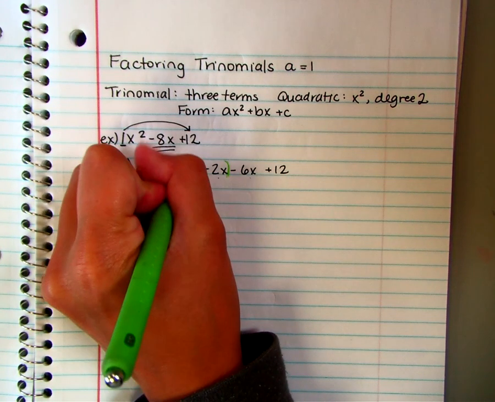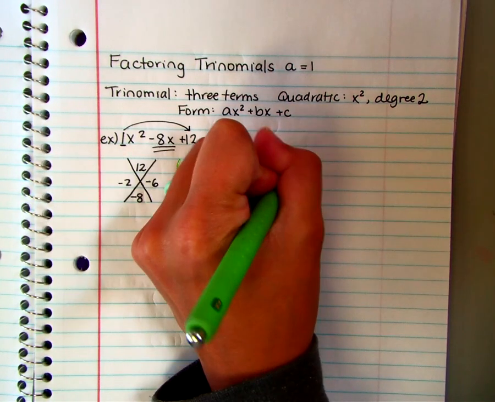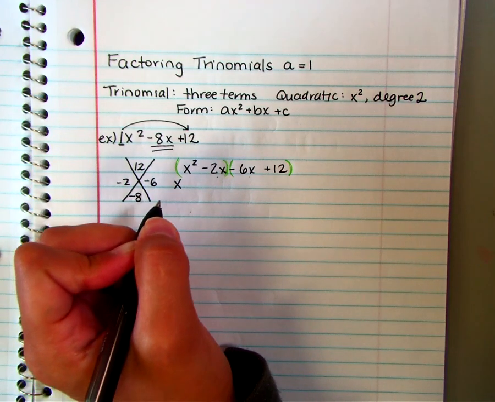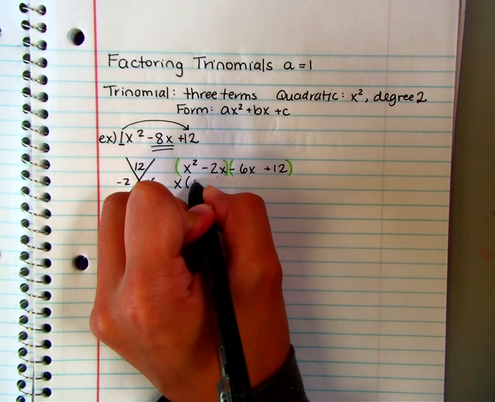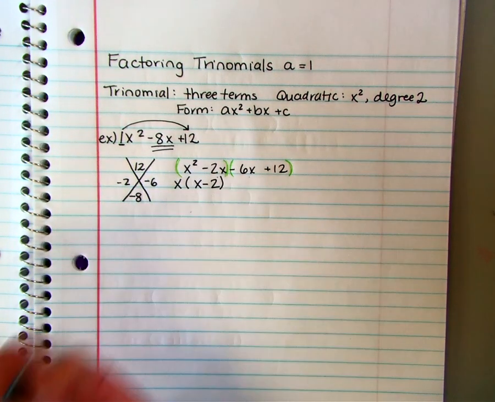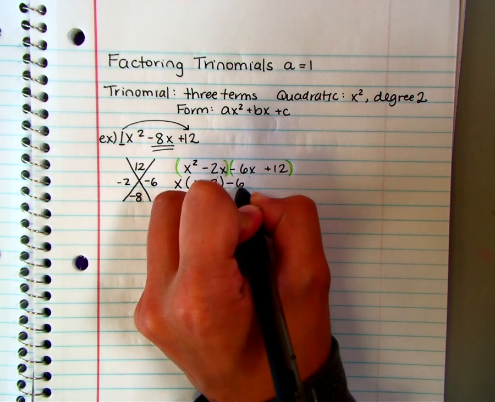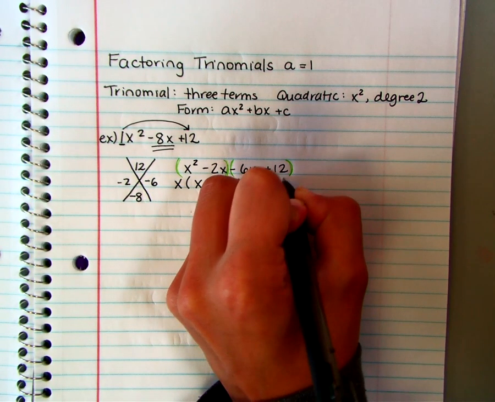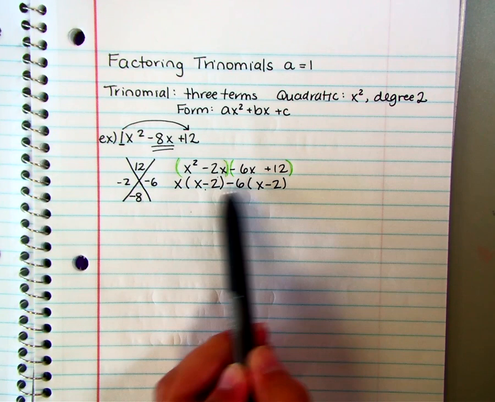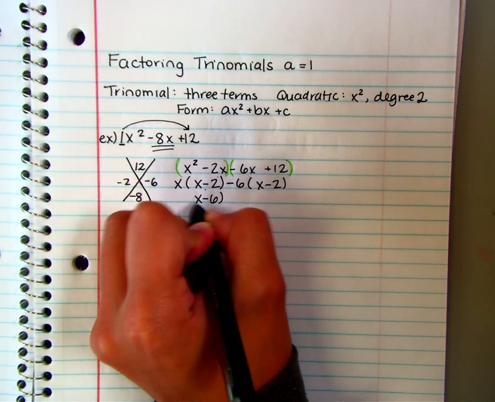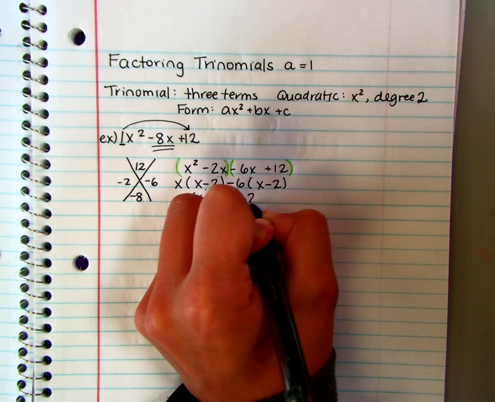So hopefully you're pretty comfortable with that by now. So we're going to put our first 2 together and our last 2 together, take out some GCFs. So between x squared and minus 2x, we're going to take out an x. That leaves me with an x minus 2. Between negative 6x and 12, we're going to take out a negative 6. That leaves me with an x minus 2. And remember, with grouping, we want these factors to be the same. And then my final answer is x minus 6 times x minus 2.